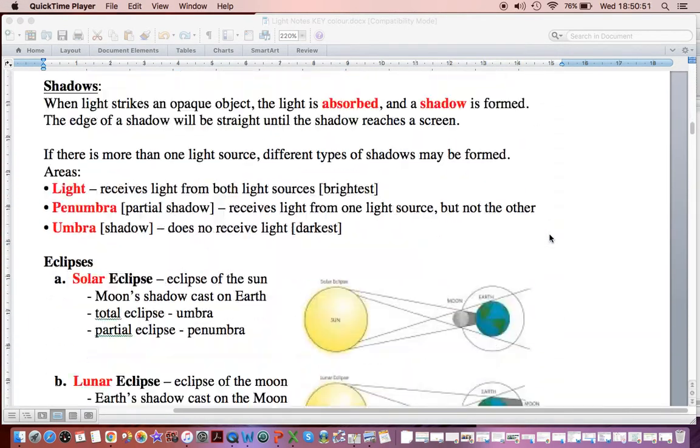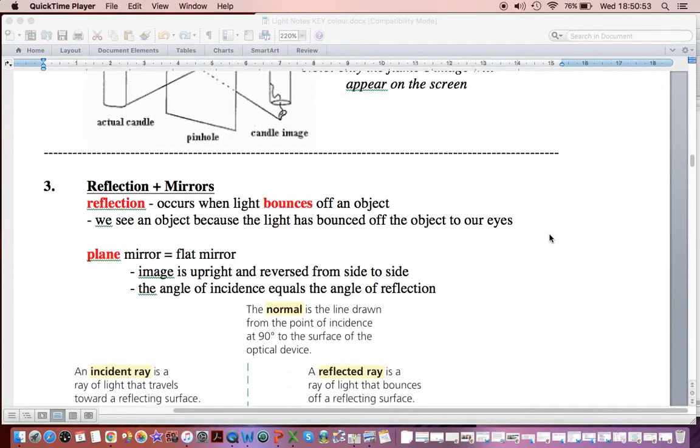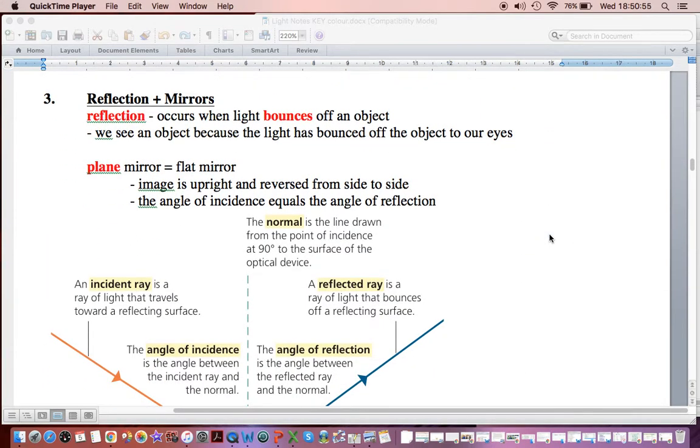We are going to skip along to the section right here, Part 3, where it says Reflection and Mirrors, and this corresponded to our Light Labs Part B. So reflection occurs when light bounces off an object, and that's what allows us to see an object, because light's bounced off the object and come to our eyes. And later on we'll do a section on the eye and vision.